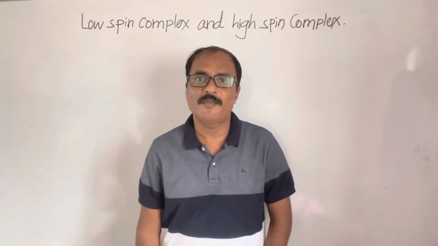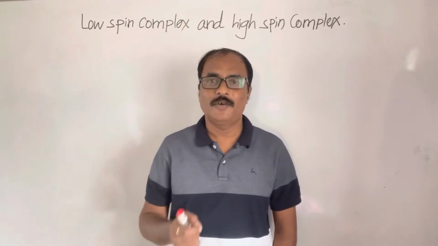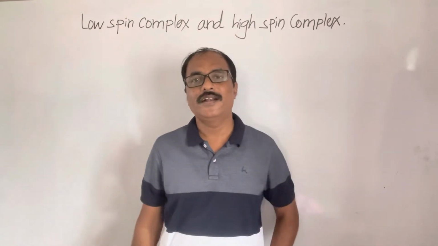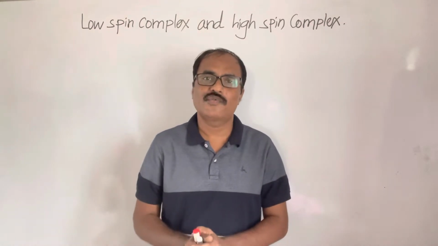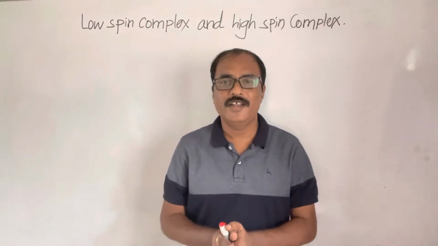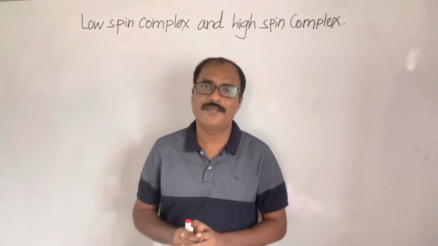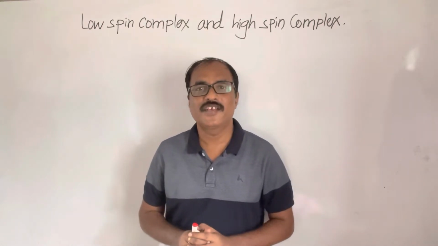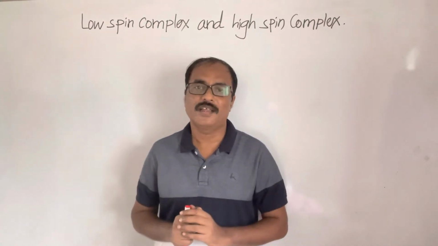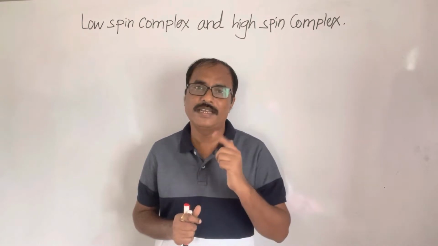Splitting of d atomic orbitals of metal or metal ion depends on geometry. In octahedral geometry the splitting is different, in tetrahedral the splitting is different, and in square planar it is different. In octahedral, the energy of T2g decreases and the energy of Eg increases. T2g is dxy, dyz and dxz, and Eg is dx square minus y square and dz square. In tetrahedral it is exactly opposite: the energy of Eg decreases and the energy of T2g increases.